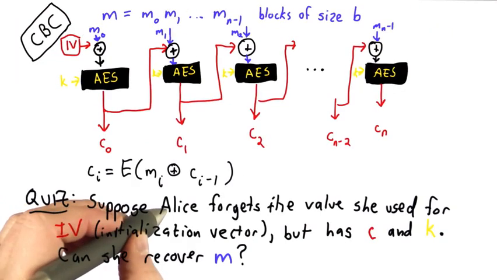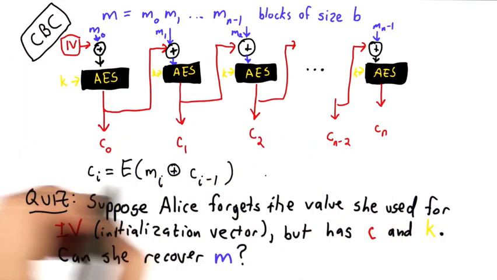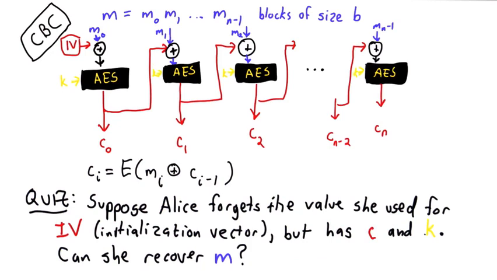So the question is, suppose that Alice forgets the value that she used for the initialization vector. She encrypted some file, she has the ciphertext, and she has the key. Can she still recover M even though she forgot the IV value?